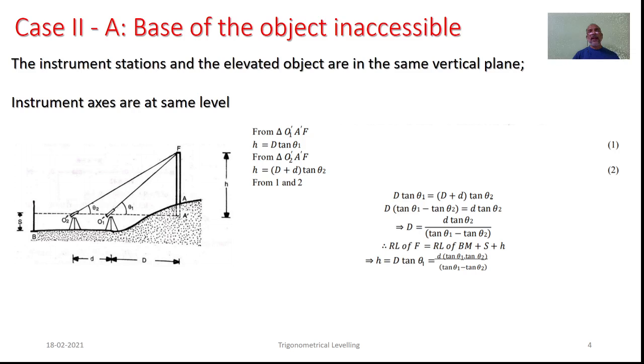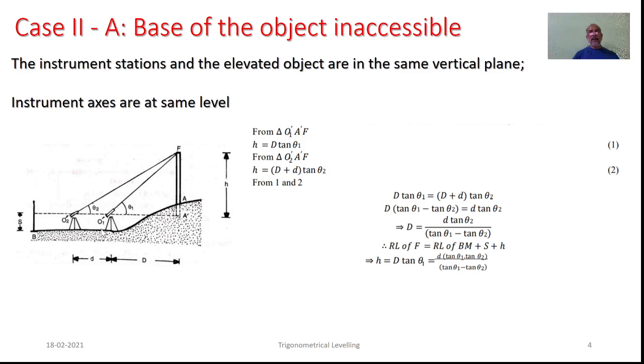As we deal with a variety of cases, sometimes we may come across a site condition in which the base of the object is not accessible. So the way you see here, because of some difficulties, this capital D we cannot measure directly between the instrument station and the feature under consideration. So under such circumstances, we have a set of angles measured with two instrument stations.